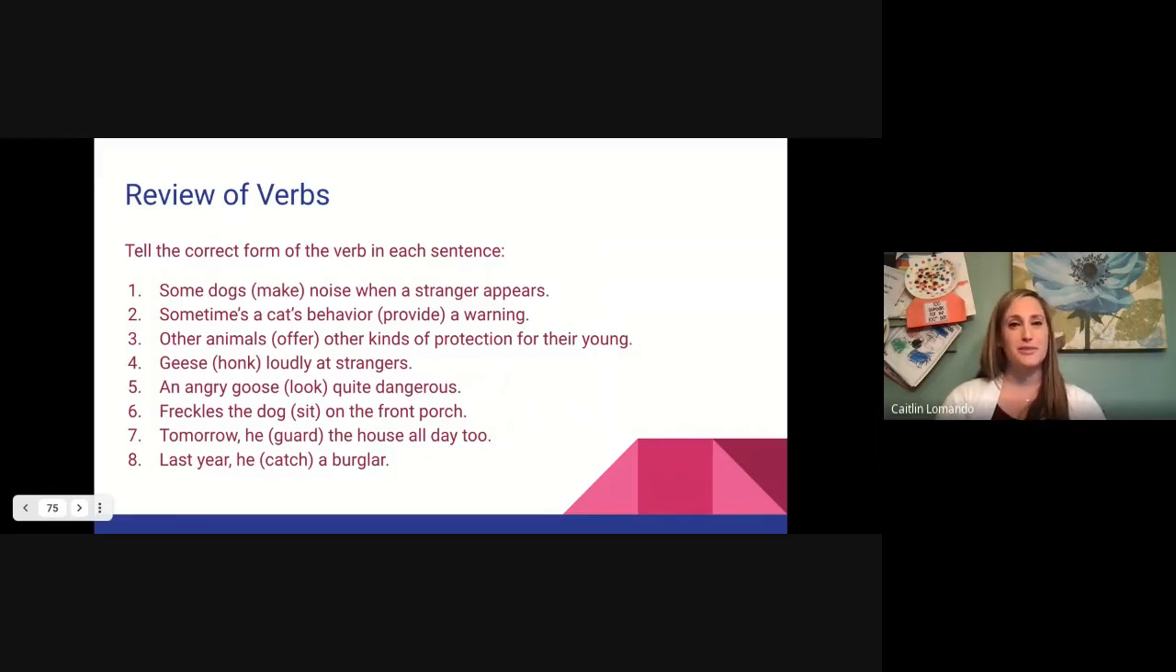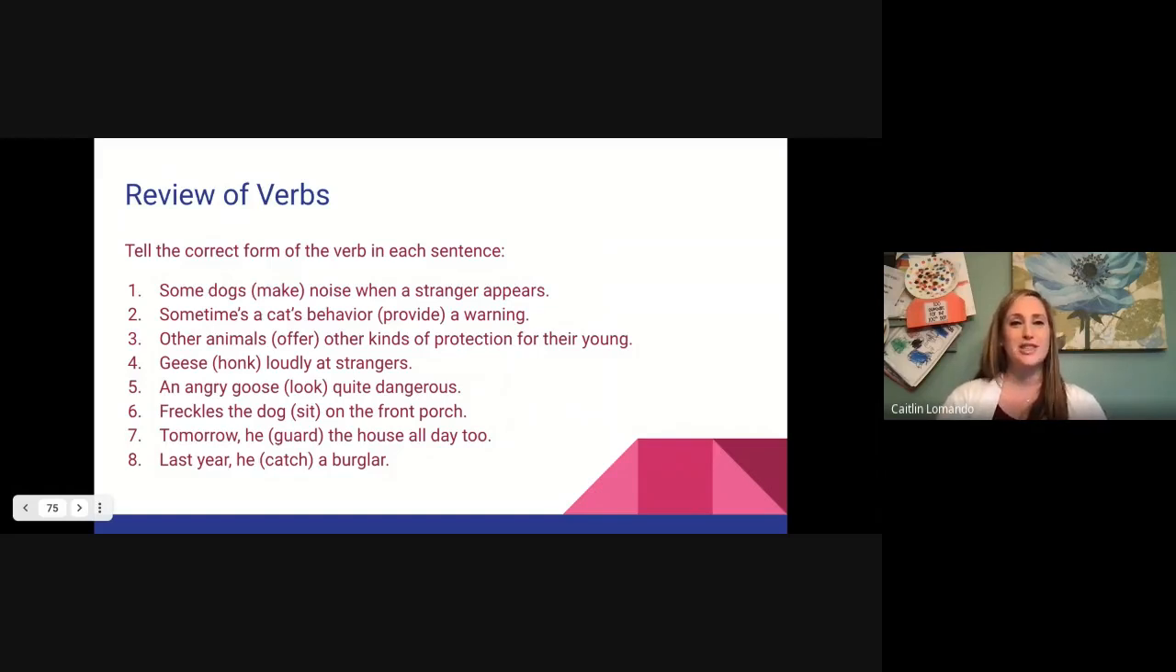Number 2, sometimes a cat's behavior provide a warning. Do we need to change the verb provide so it matches the subject of cats? Yes, we do. We need to change it to provides. Number 3, other animals offer other kinds of protection for their young. Do we need to change the verb offer to agree with the subject animals? Nope, it's already grammatically correct.